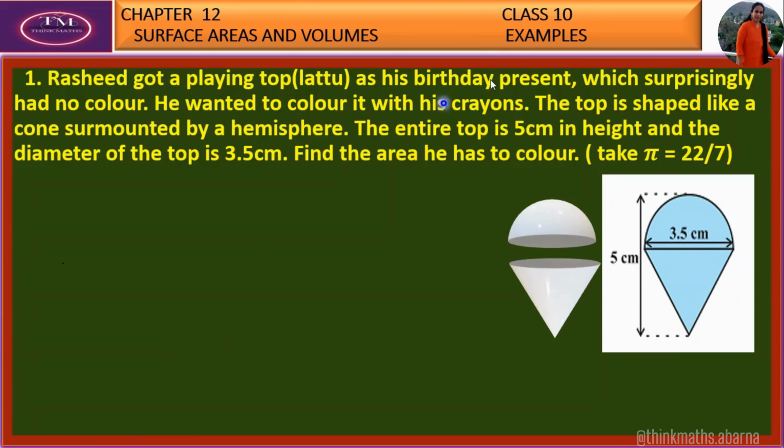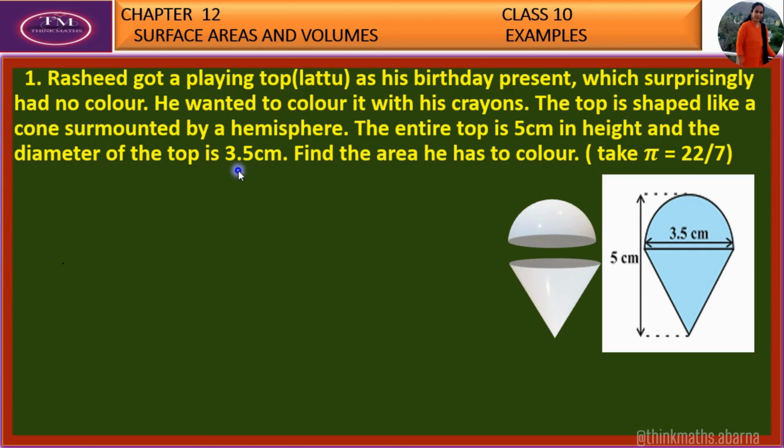This is class 10 maths, chapter 12, surface areas and volumes. In this session we are going to discuss example problem 1. Rashid got a playing top as his birthday present, which surprisingly had no color. He wanted to color it with his crayons. The top is shaped like a cone surmounted by a hemisphere. The entire top is 5 centimeter in height and the diameter of the top is 3.5 centimeter. Find the area he has to color.